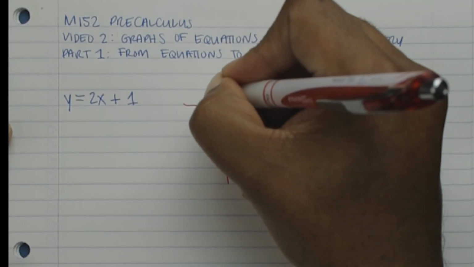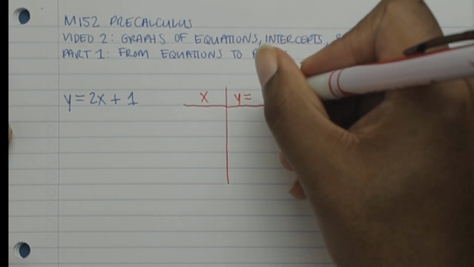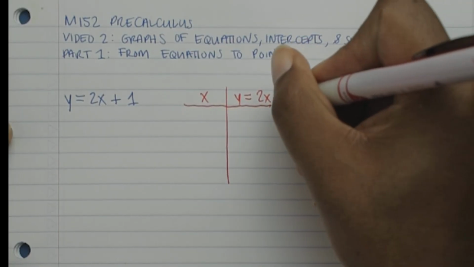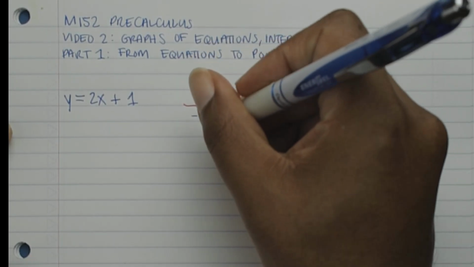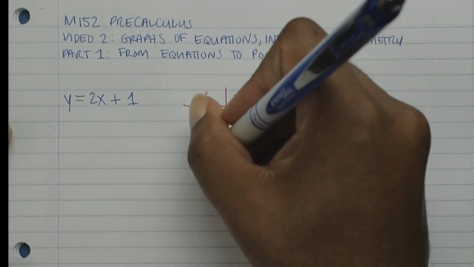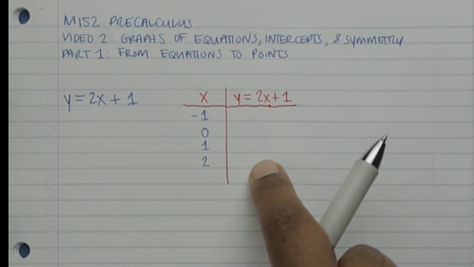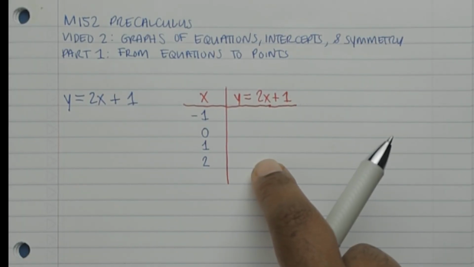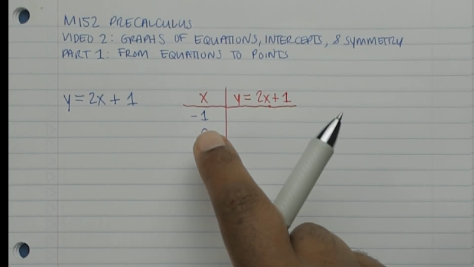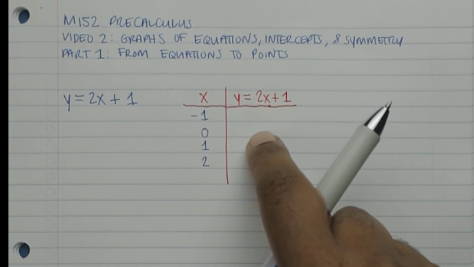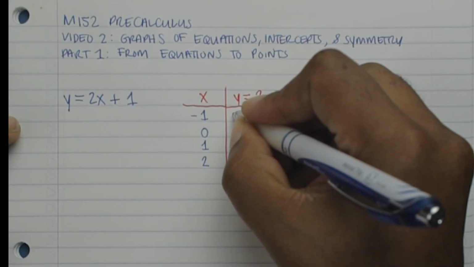One side I'm going to label x. The other side I'm going to label as our equation, 2x plus 1. Now, suppose I use these values: -1, 0, 1, and 2. So the question is, what would be the outcome of those values? Let's begin with the -1. We begin by substituting -1 into this equation where we see the x value.